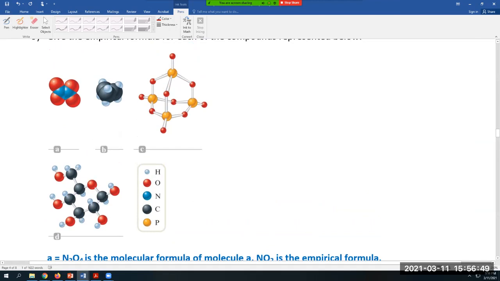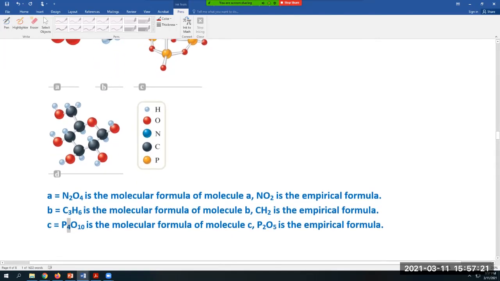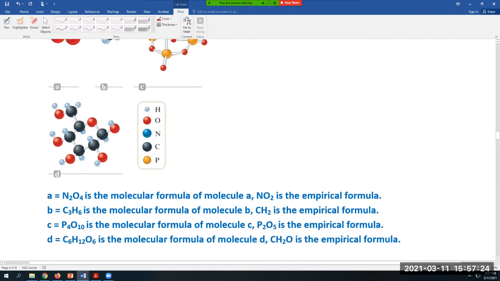In D, we have carbon, hydrogen, and oxygen. And I see 6 carbon in black, 6 oxygen in red, and 1, 2, 3, 4, 5, 6, 7, 8, 9, 10, 11, 12 hydrogens. And we list them in the order carbon, hydrogen, oxygen. So it's going to be C6H12O6. C6H12O6 is the molecular formula of this molecule represented in D.